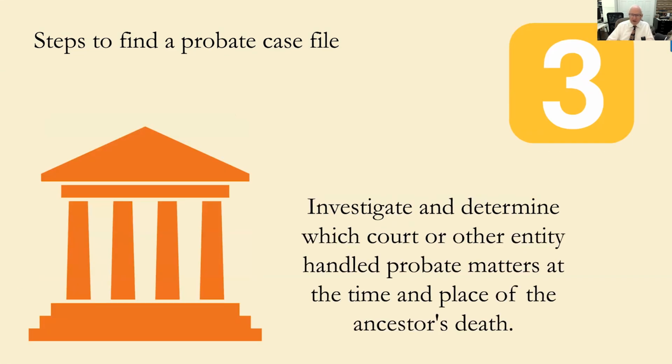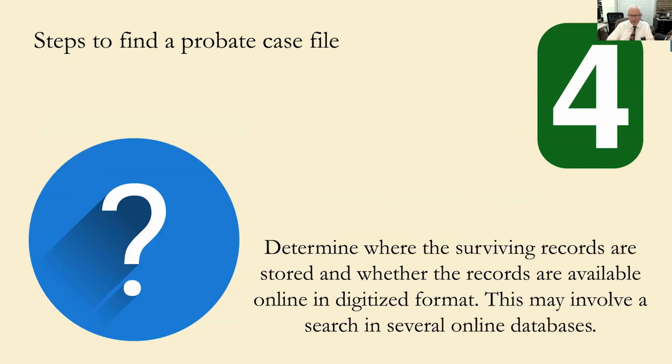Investigate and determine which court or other entity handled probate matters at the time and place of the ancestor's death. This is just the next step. So you need to determine the court, the level of the court, the name of the court. In some states in the United States, it's called the probate court. Some places it's called the equity court. Some places it's called the orphans court. Some places it depends. There are lots of different names for the probate court.